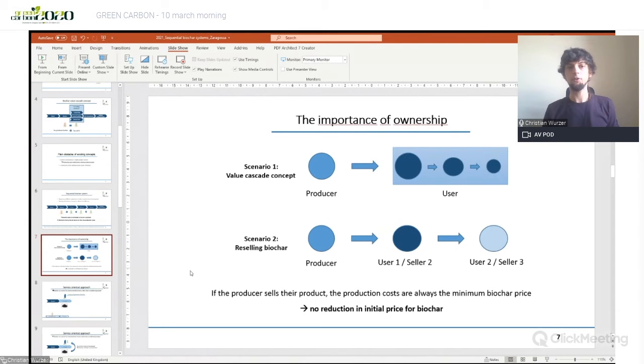However, there are some issues with this, and they can be described as about the importance of ownership of biochar.